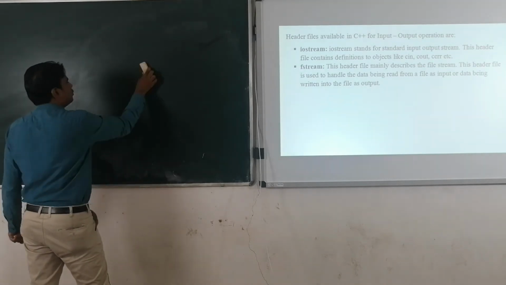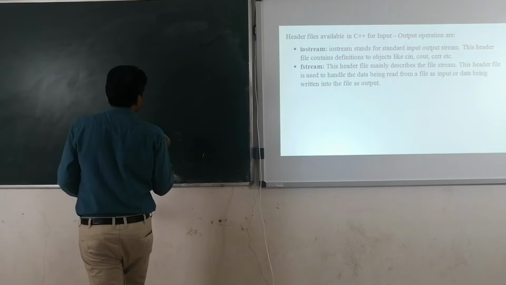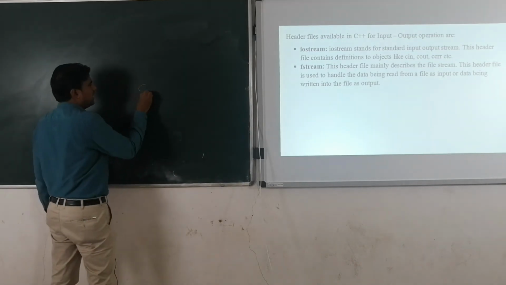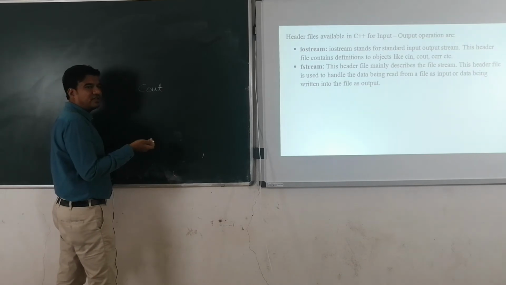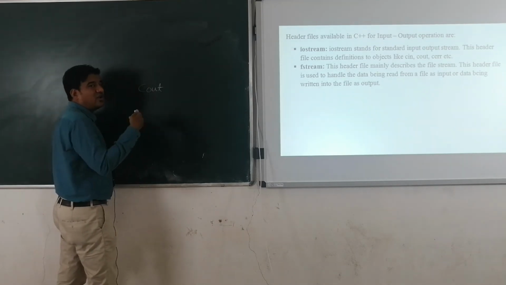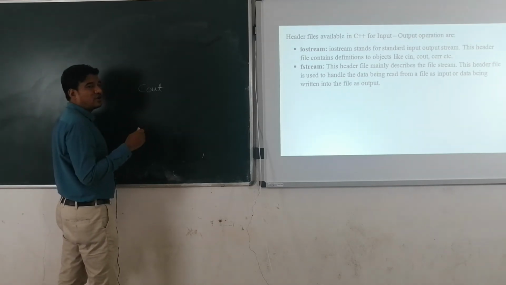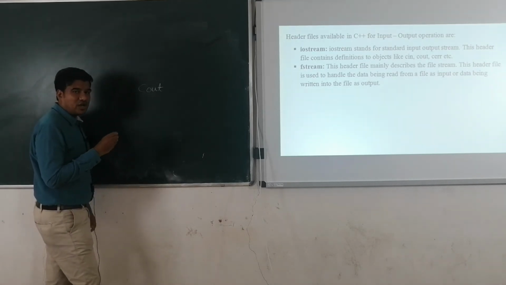I told you that in order to perform the output operation, we use cout. Cout is an object. Yesterday I gave the definition, but from a programming point of view, maybe you are completely unaware of what an object is. Very soon you will understand what an object is, how we can create that object and how we can use that object in our programming.